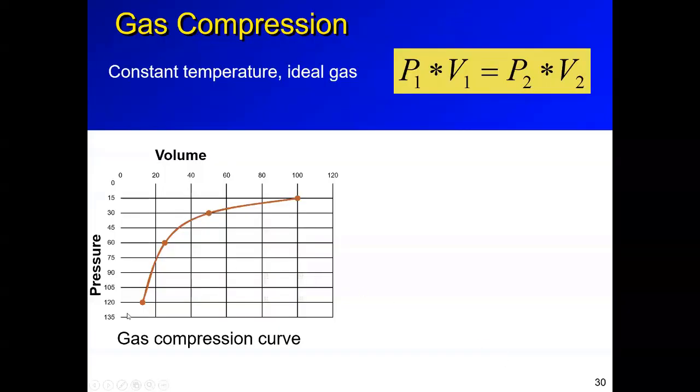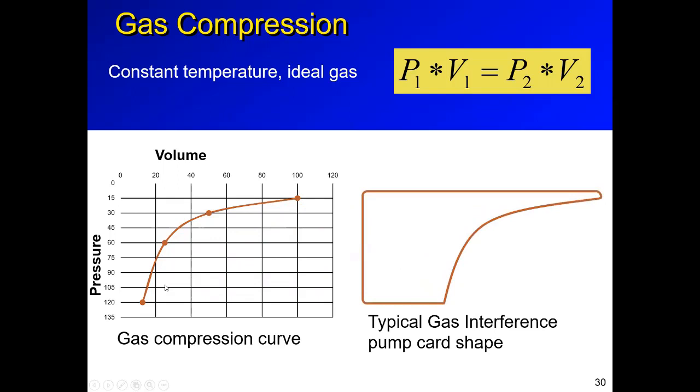If we plot that, the plot will result in this one here. So you have an initial volume of 100, and you squeeze that to 50, and the pressure went from 15 to 30. And then from 50 to 25, and the pressure doubled. And then the pressure doubled again by cutting that in half. And that's how a compression curve works in a normal gas. If you look at that information, that's actually what you see in a typical gas interference pump card shape. So that curvature you see in a dynamometer card shape is actually compressing gas. That's a result of that curvature.